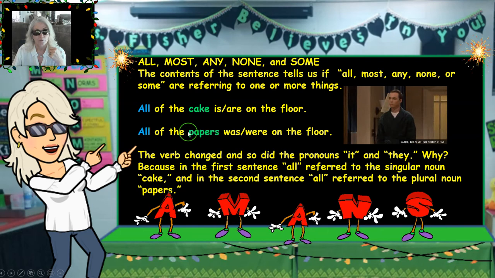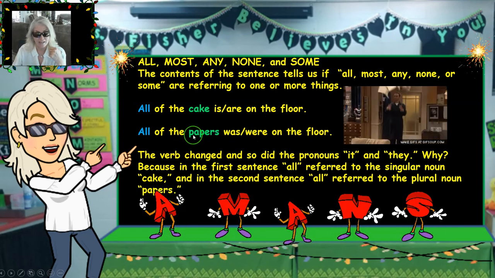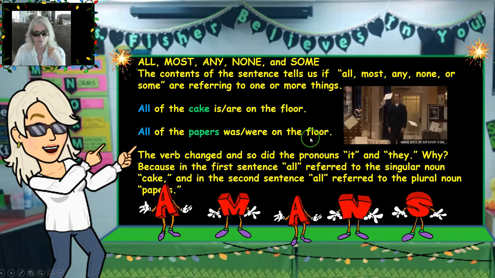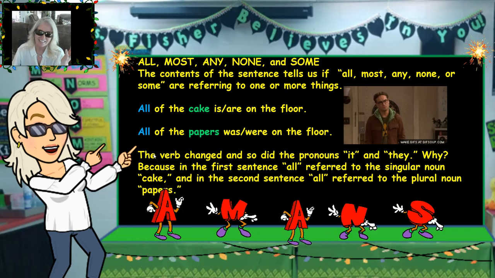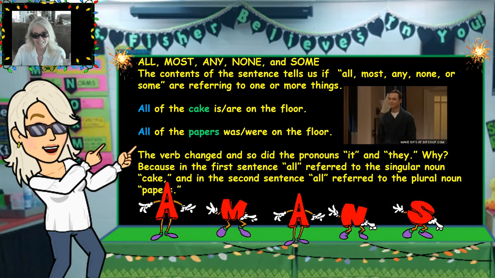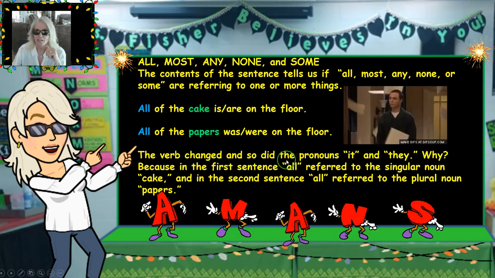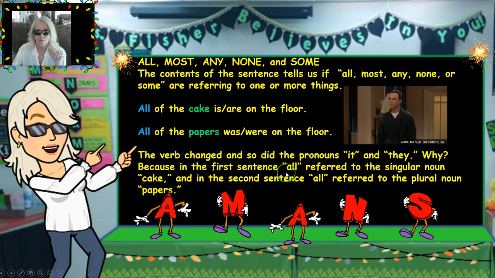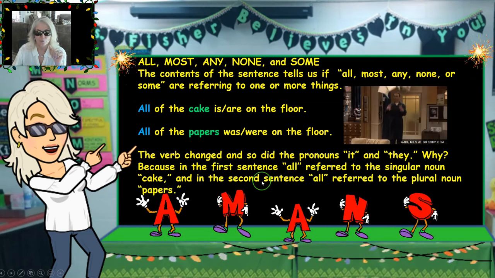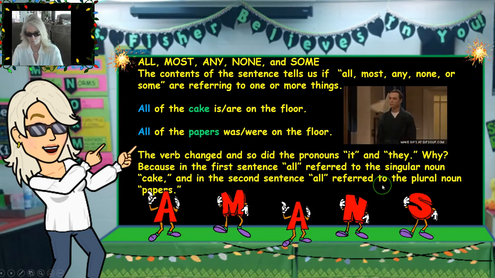All of the papers was or were on the floor? They were on the floor. So when I think of plural, I think they. And when I think singular, I think it. That's what helps me to pick the right verb. So the verb changed, and so did the pronoun, it and they, right? Why? Because in the first sentence, all referred to the singular noun cake, and in the second sentence, all referred to the plural noun papers.